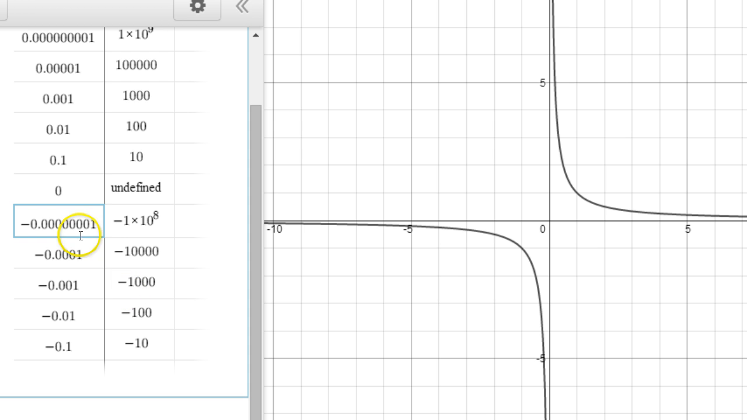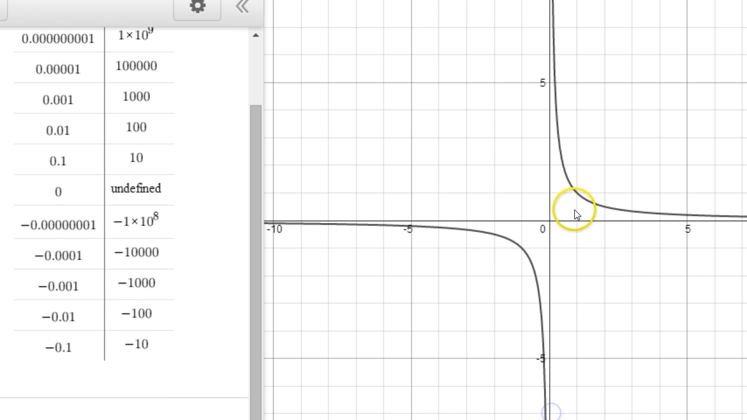Looking at the table and the graph, my graph is tending towards negative infinity on one side and positive infinity going the other way. Because of that, the left-hand and right-hand limits do not equal the same thing, so this limit does not exist. That's an example of a graph that does not have an infinite limit.